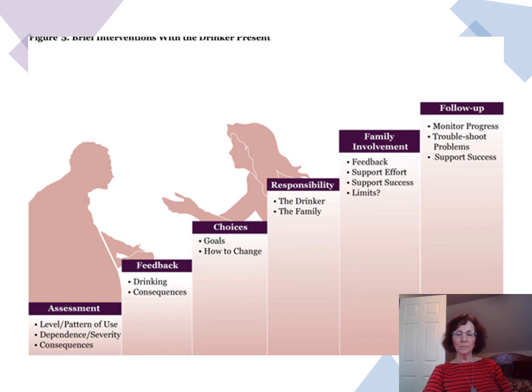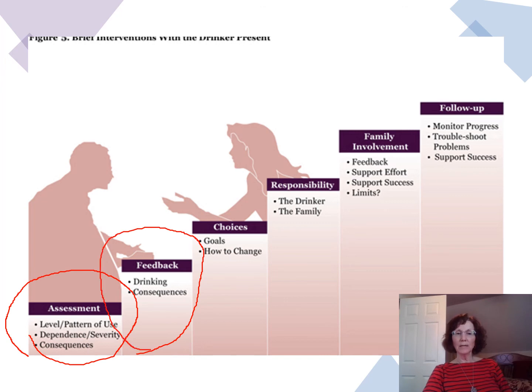So how does the SBIRT process work? We assess the level and pattern of use, whether they are dependent, and the severity of their risk. We provide feedback about drinking, drug use, and consequences. We support their goals and explore ways they can change. The responsibility always falls on the person using alcohol or the family.